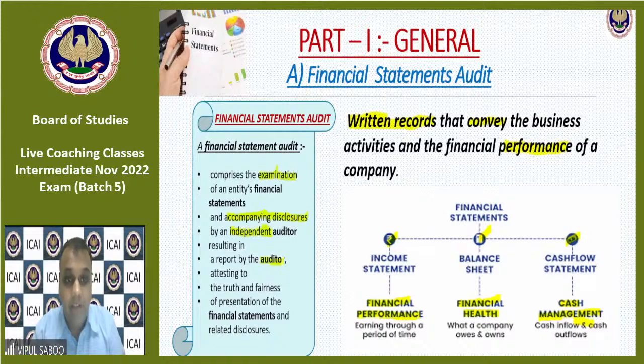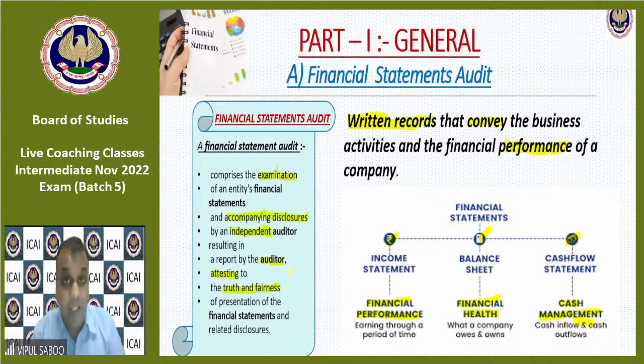If it has examined the financial statements, the auditor will give a report. What will the report state? Attesting to means the auditor will attest, certify whatever he has checked, the truth and fairness. What is the meaning of truth and fairness? You have read in chapter 1. The financial statements are free from material misstatements.